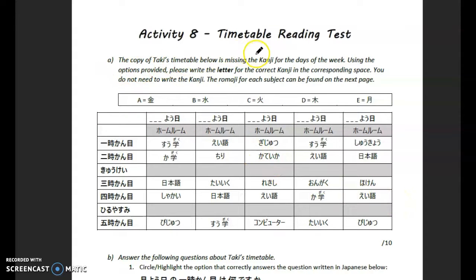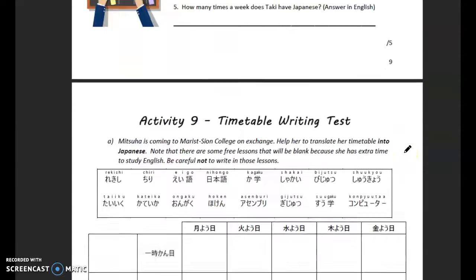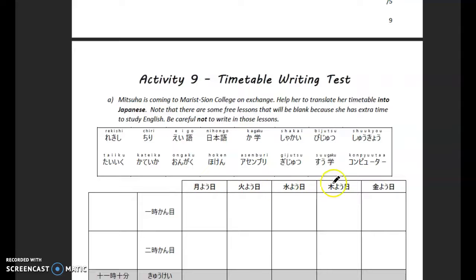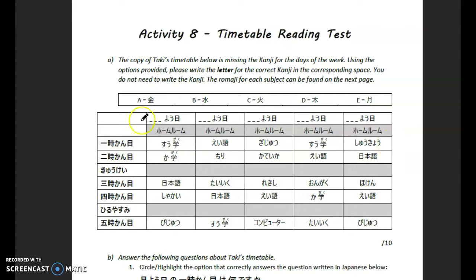Part A says, the kanji for the days of the week are missing. Using the options provided, please write the letter for the correct kanji in the corresponding space. You do not need to write the kanji. So that's A, B, C, D, E. We need to put them on the dotted lines. If you can't remember from term 1, activity 9 does have them at the top of that timetable. So I know that E is actually Monday, so I'm going to put E there, and you need to fill out the rest.